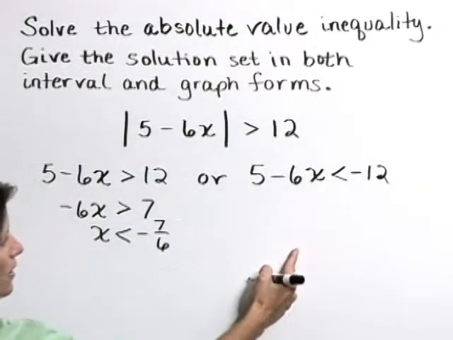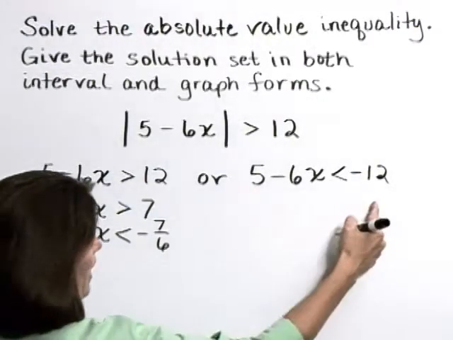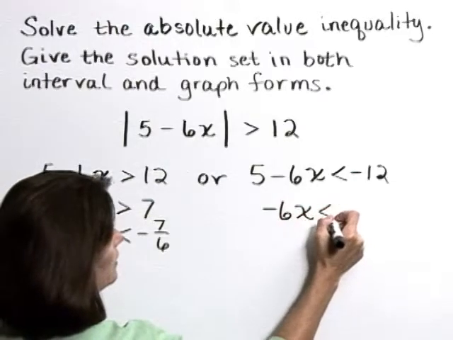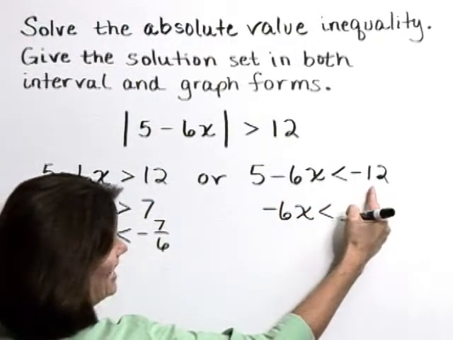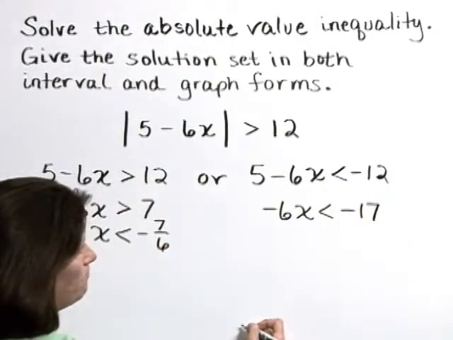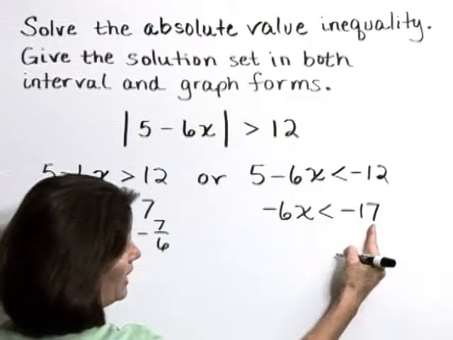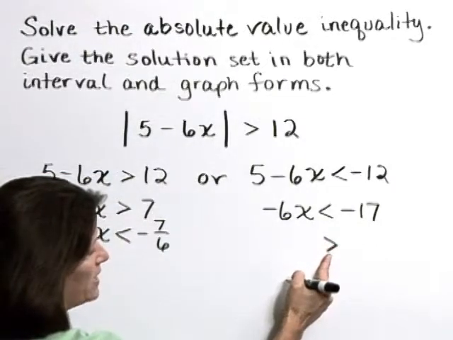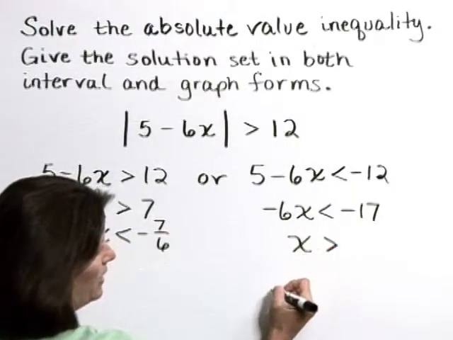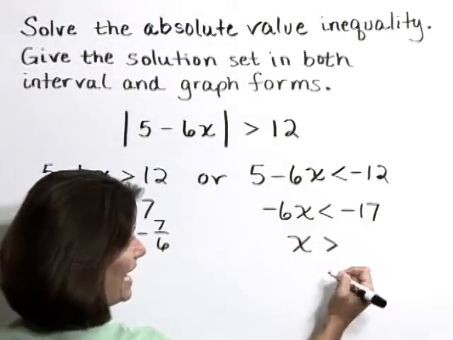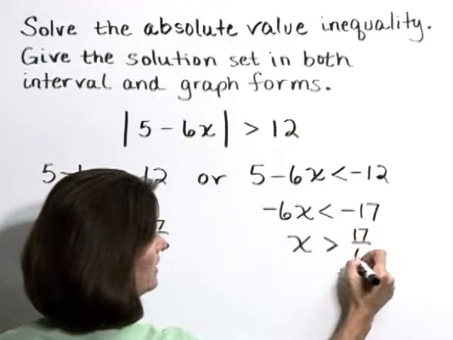Now with our second inequality, let's start here by subtracting 5 from both sides as well, giving negative 6x is less than negative 12 minus 5, which is negative 17. Next, we'll divide both sides by negative 6, which switches the direction of our inequality symbol, leaves x on the left, and negative 17 divided by negative 6 is 17/6.